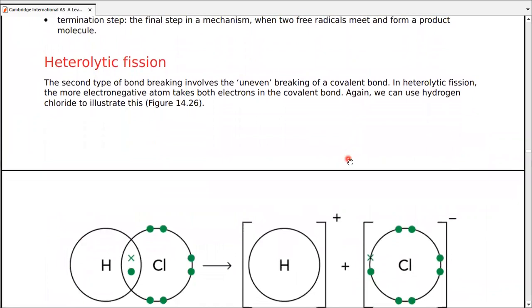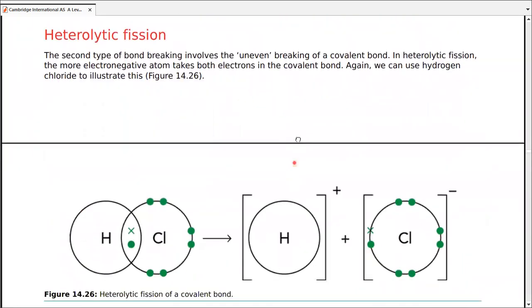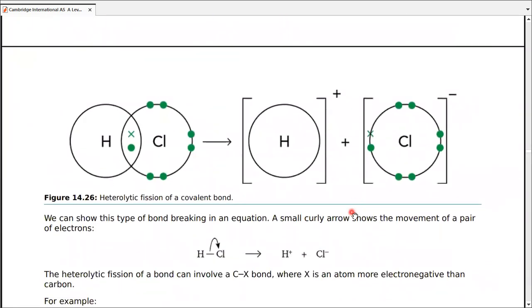Heterolytic fission. Heterolytic fission is something that you are already familiar with. This is uneven breaking of the covalent bond. And when this happens, we know that the more electronegative atom actually takes both electrons. What happens then is that it produces ions.